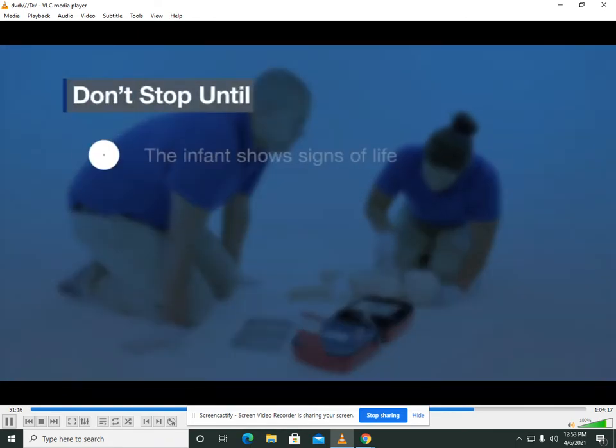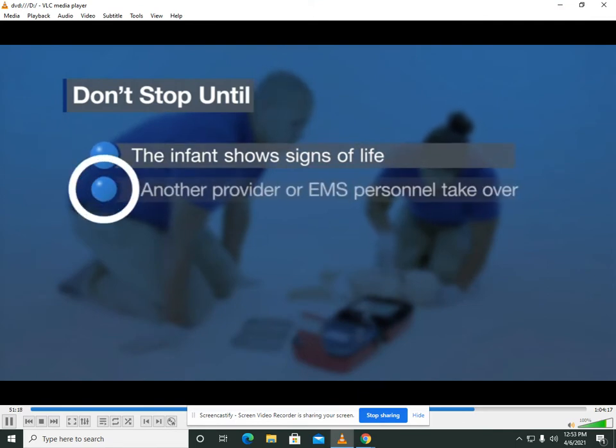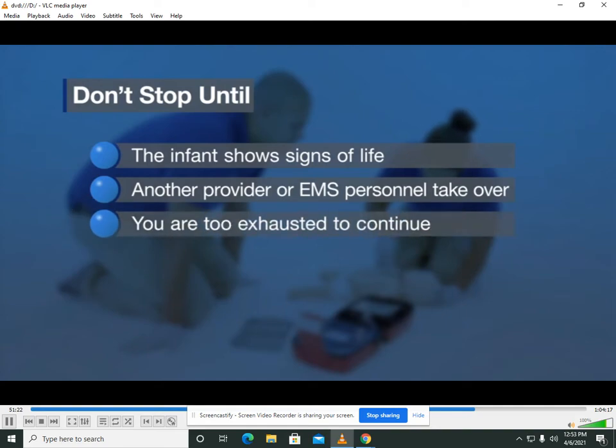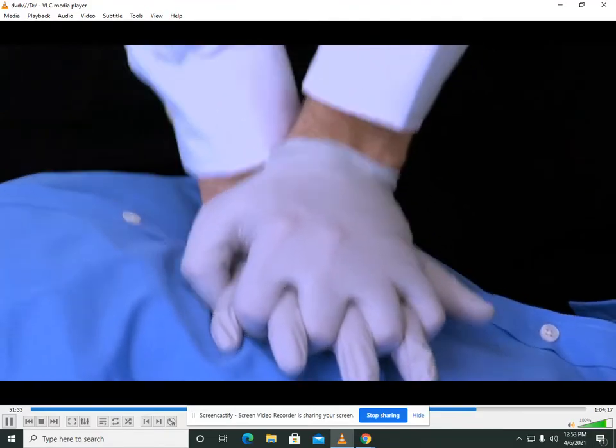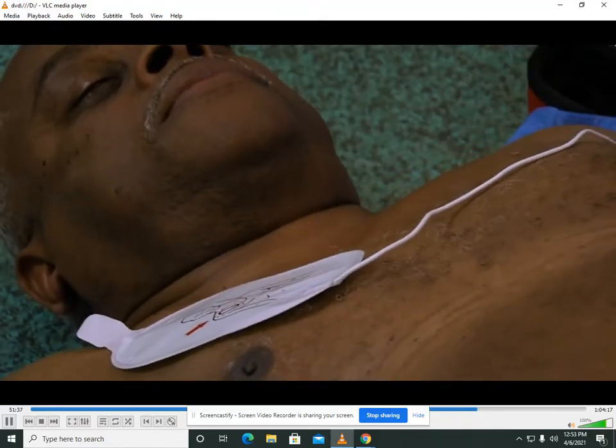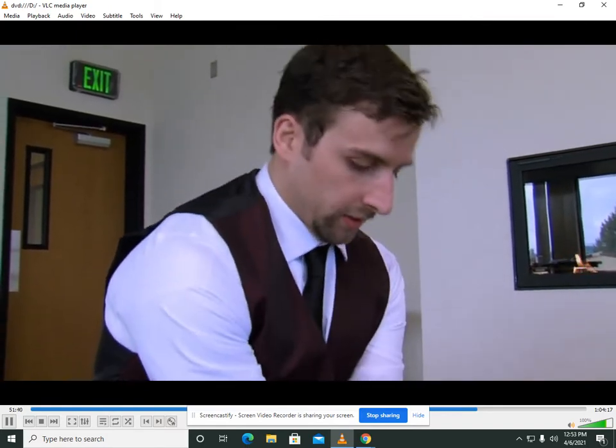Do not stop until the infant shows signs of life, another provider or EMS personnel take over, or you are too exhausted to continue. Immediate high-quality CPR and defibrillation with an AED can double or even triple the chance for survival from sudden cardiac arrest.